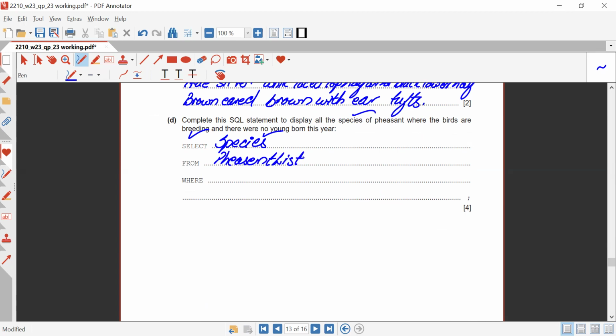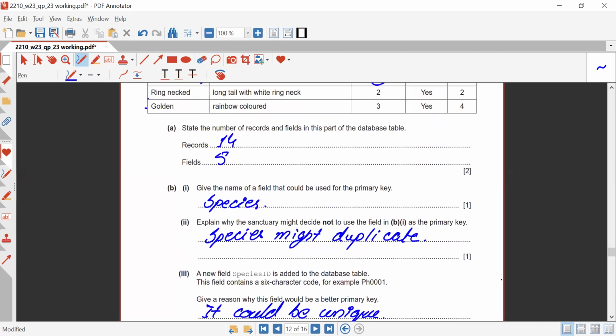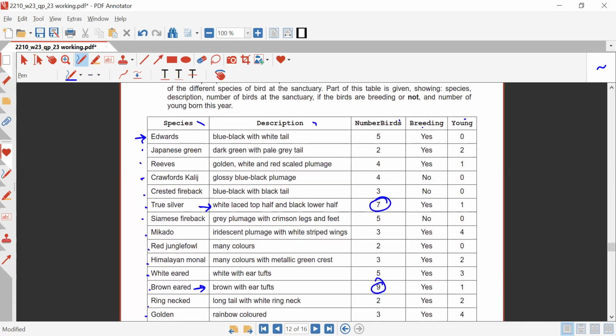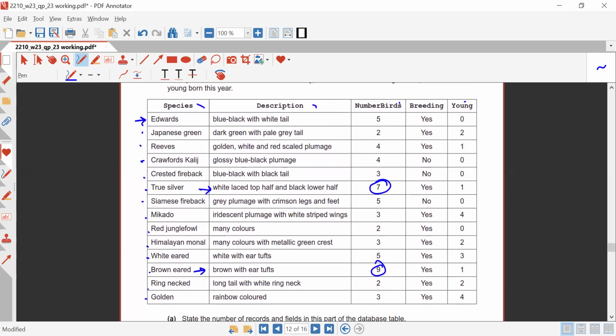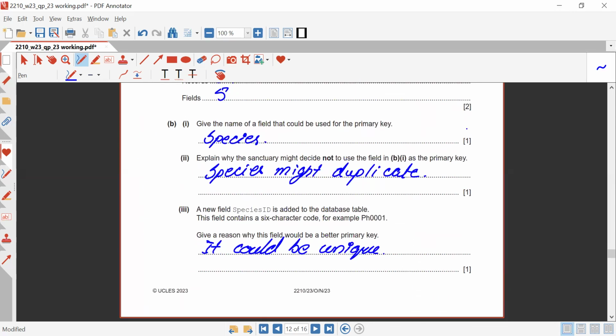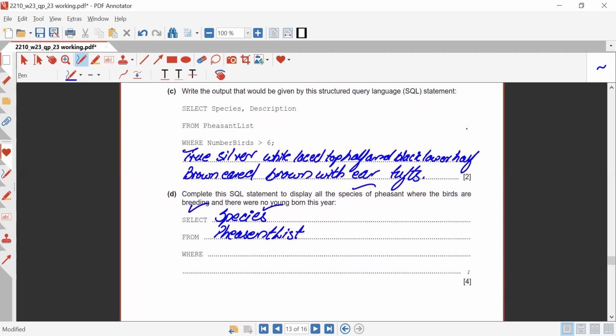They are saying for the criteria, they are breeding. That means breeding should be yes, or breeding should be done. Okay, breeding and there are no young born this year. So it should not be young. So we could write where breeding equals yes and young equals 0. No young born this year, so this will be young equals 0.